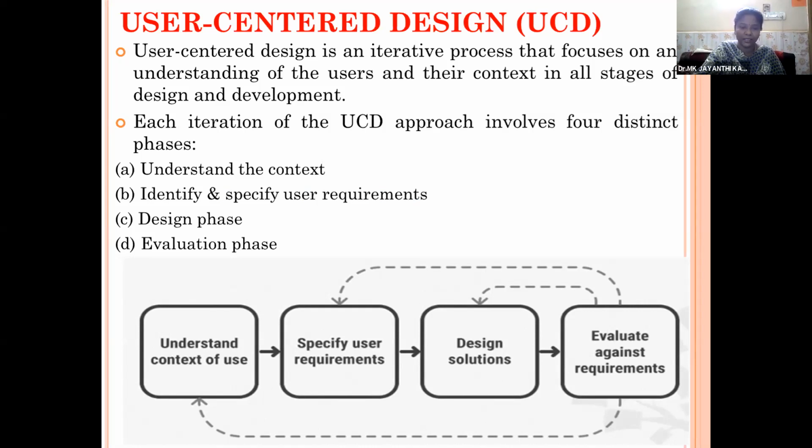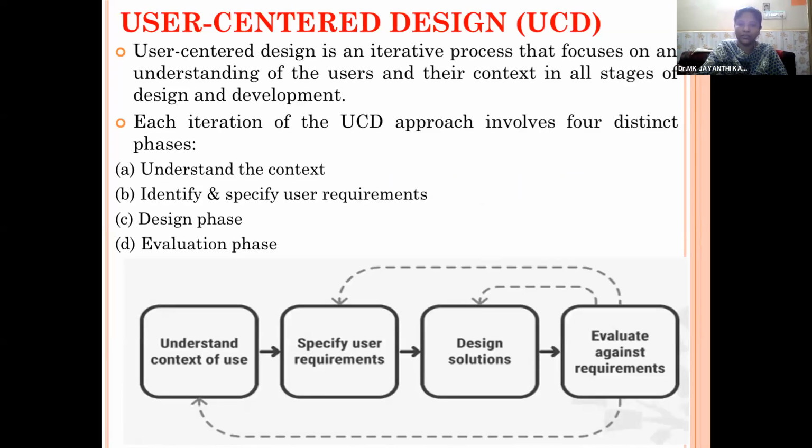First one is understand the context of the project. Second one is identify and specify user requirements. Then design phase and evaluation phase. So whatever may be the given project, we need to understand the context, domain, the problem statement. Then based on that, we'll specify the user requirements, functional and non-functional requirements. Then we'll go for the design using the UML tools or other design tools. Then evaluate and assess the requirements. So these are the stages you will follow in user-centered design.